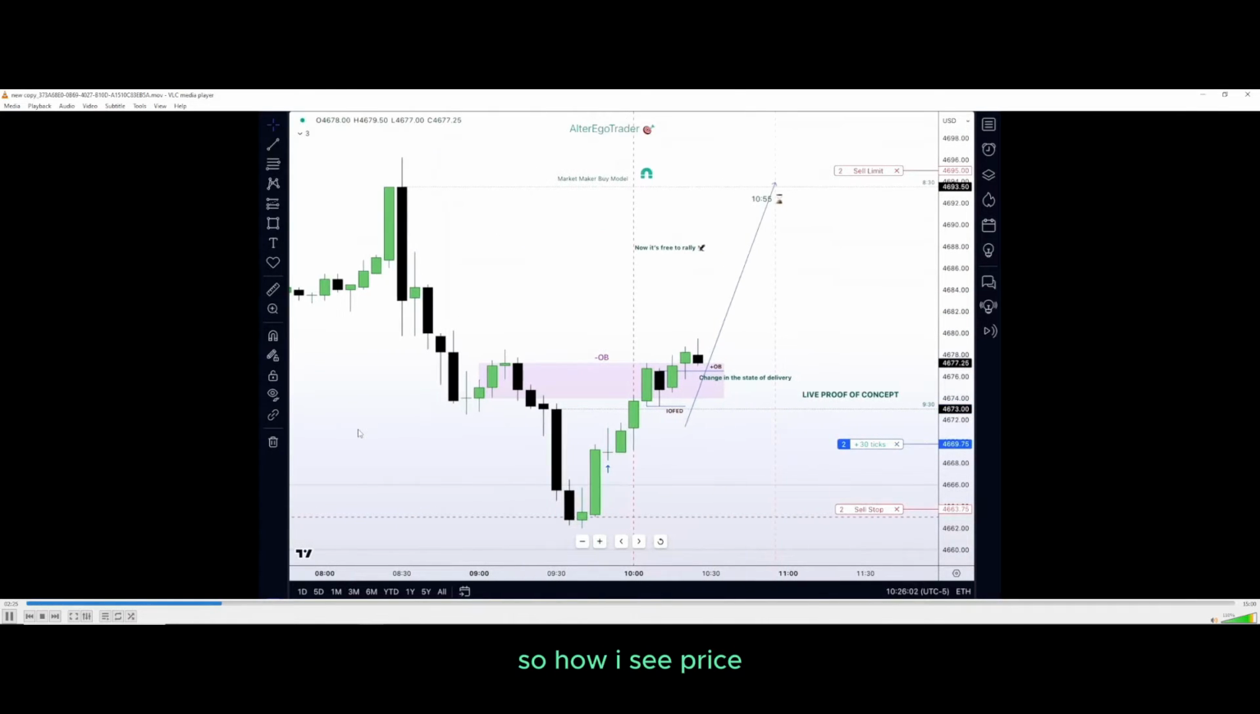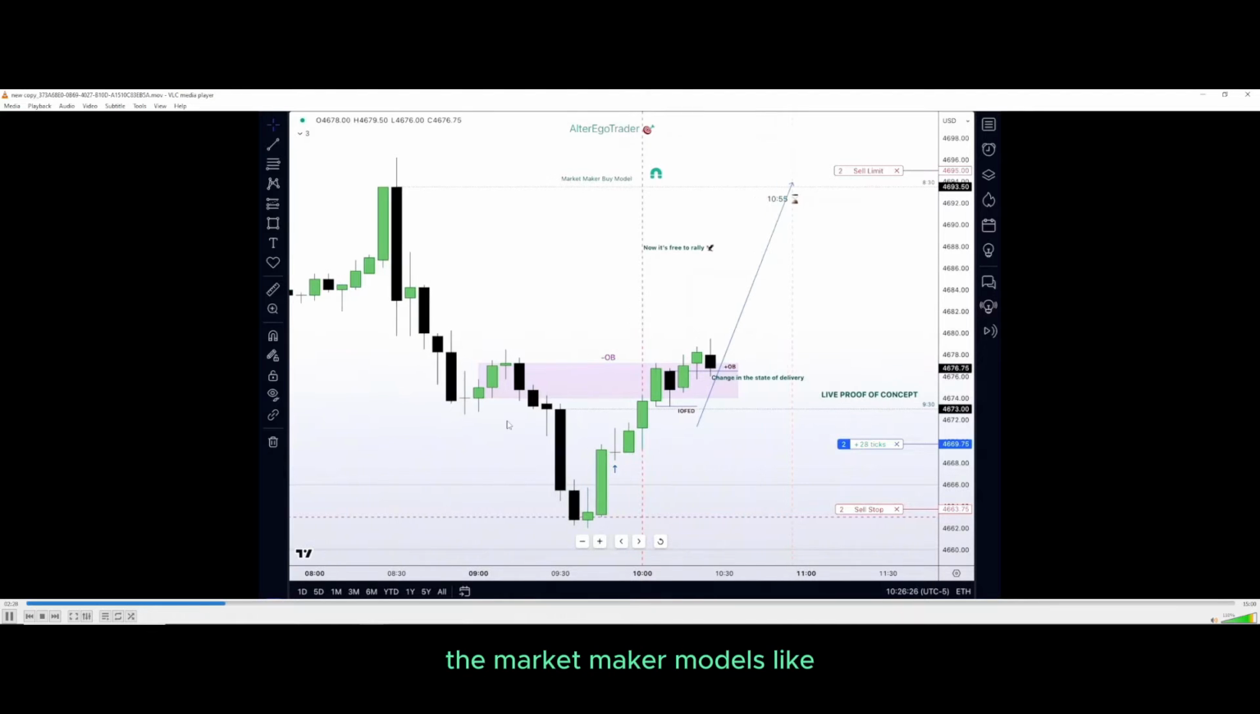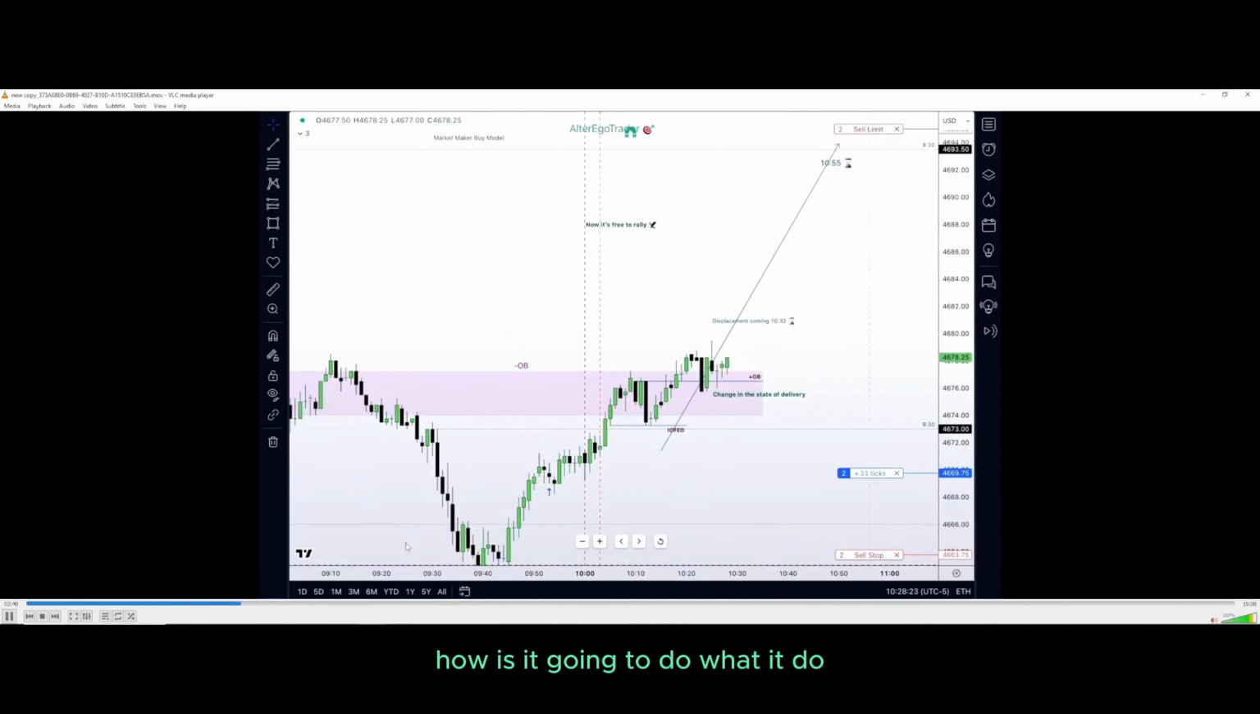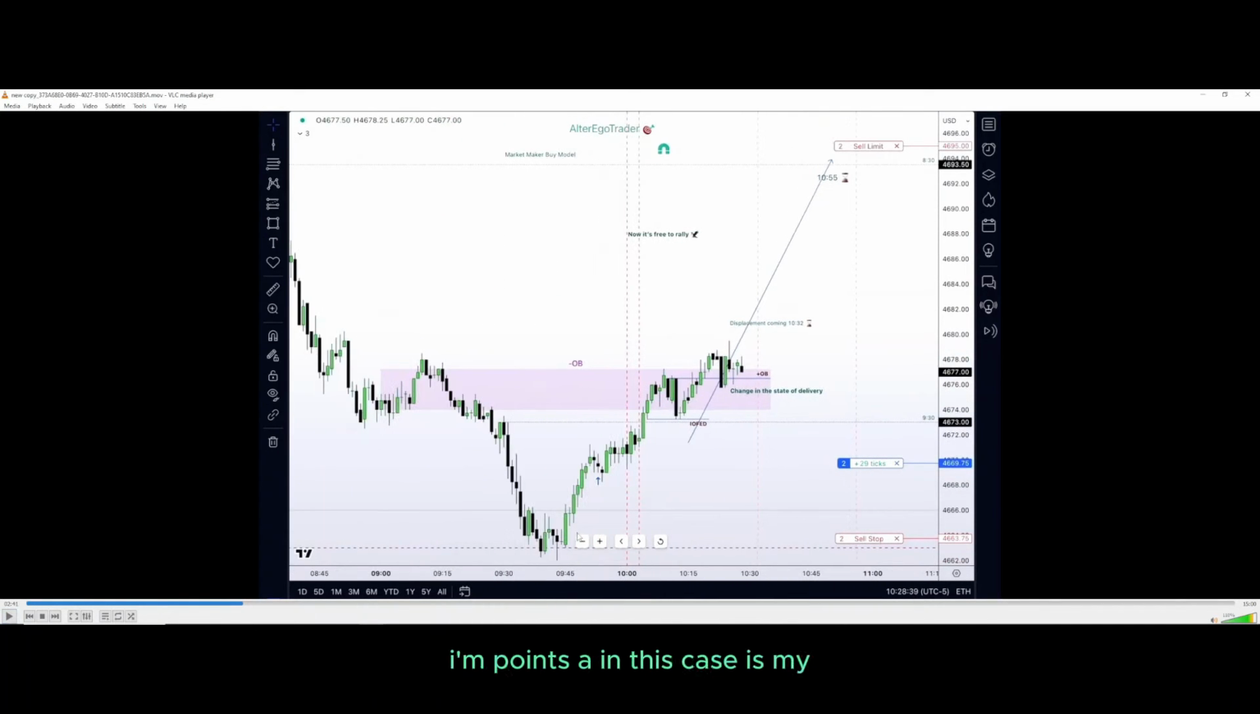So how I see price in the market maker model is from point A to point B. How does price move? What's the narrative? Why does it do what it does? How is it going to do what it does? Point A in this case is the point of origin, the smart money reversal. Around point B is the draw on liquidity, and the draw on liquidity is the daily volume imbalance. That's what I was aiming for.